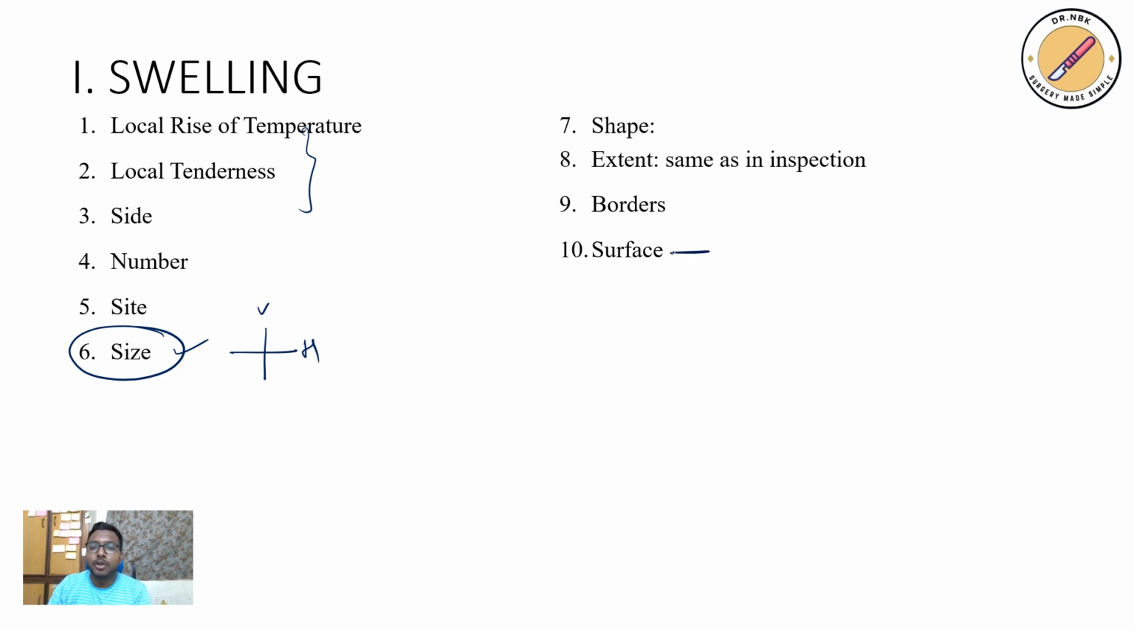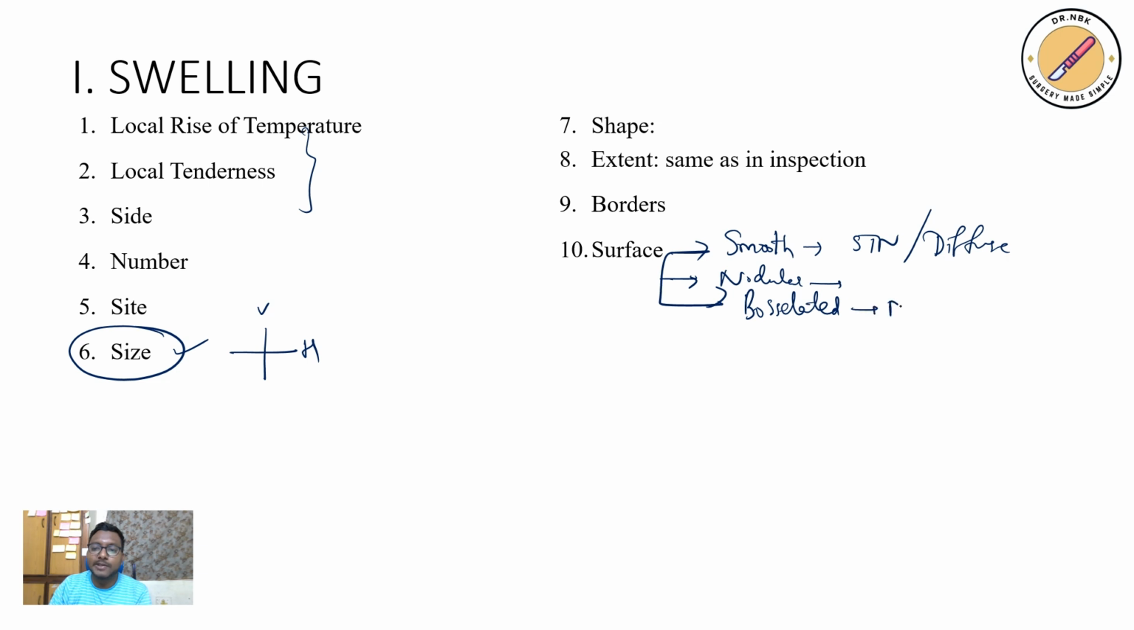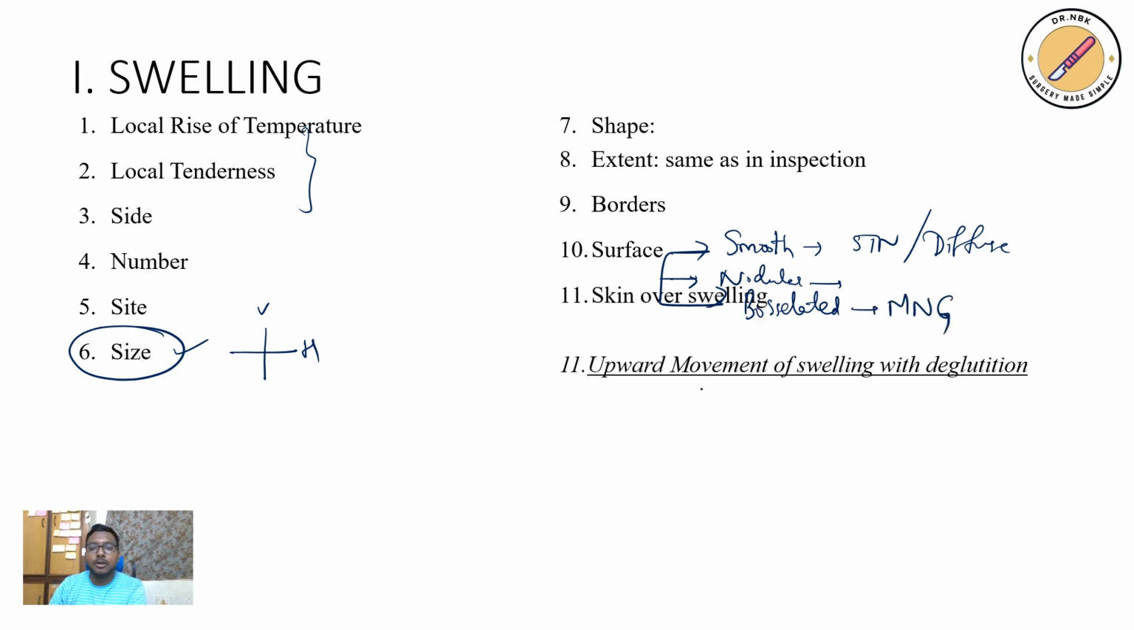Then surface, you have got two or three important types of surfaces. One is a smooth surface. Where can you get it? In something like a solitary thyroid nodule or even a diffuse goiter. Next is nodular, in case of a multinodular goiter or, very rarely, a struma. Then bossellated; again, bossellated you will see in MNG. Right? Next, skin over the swelling.